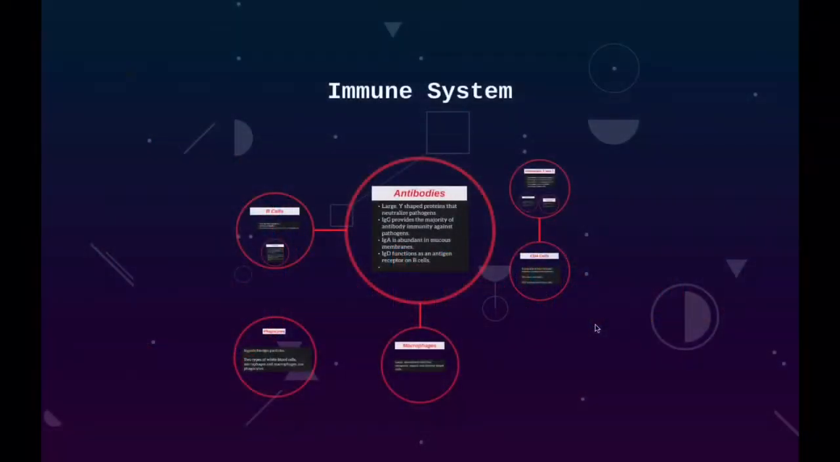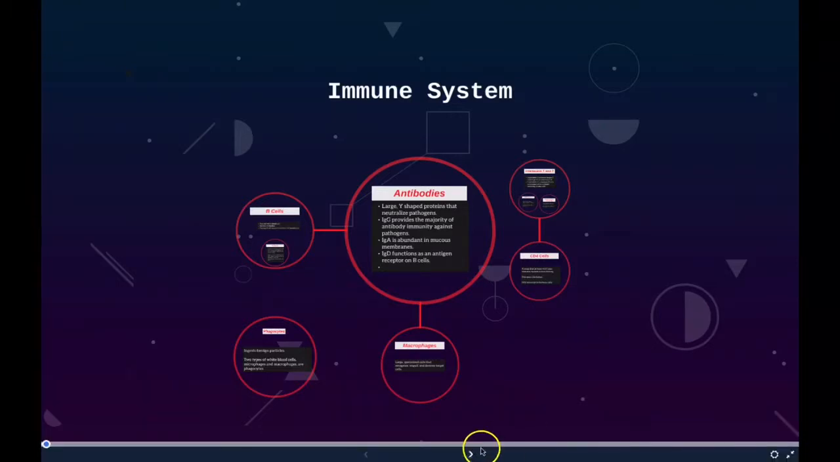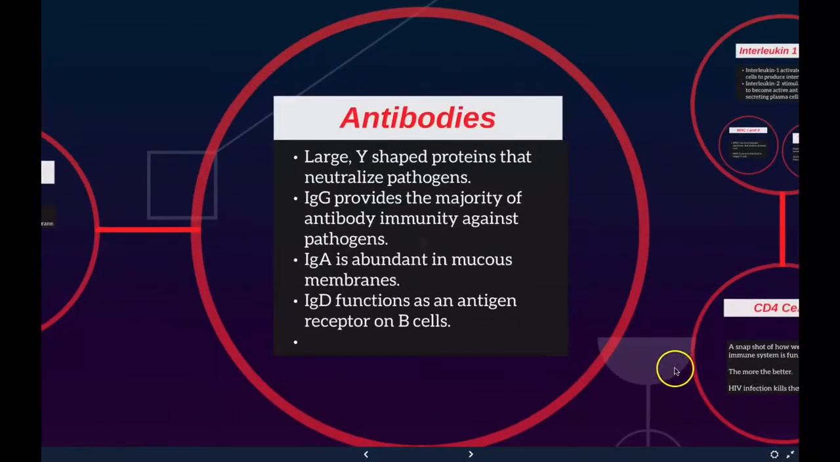This video is on the immune system. So in this video, we're going to go over quite a bit, really. But our topics are antibodies, B cells, T cells, macrophages, interleukin 1 and 2, MHC 1 and 2, CD4 cells, and phagocytes. So that's a lot. Let's see what we got.